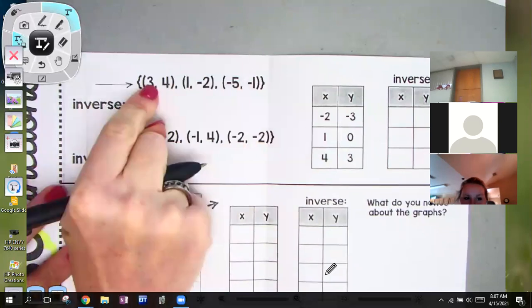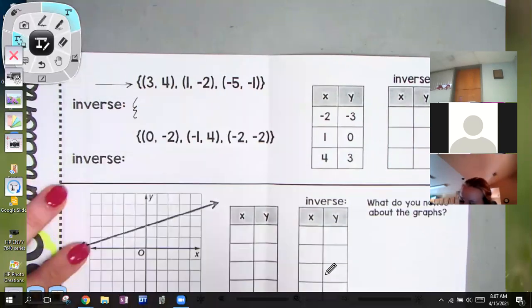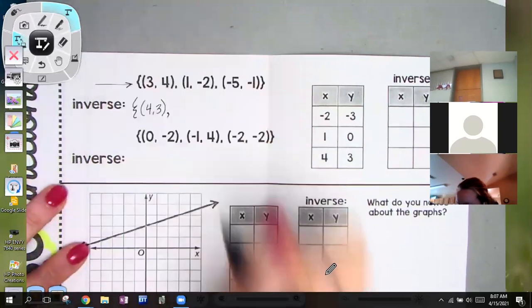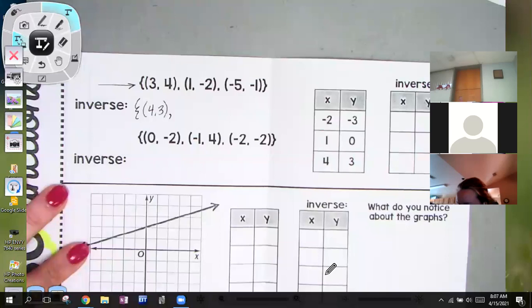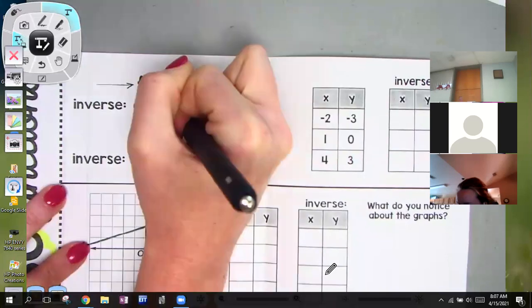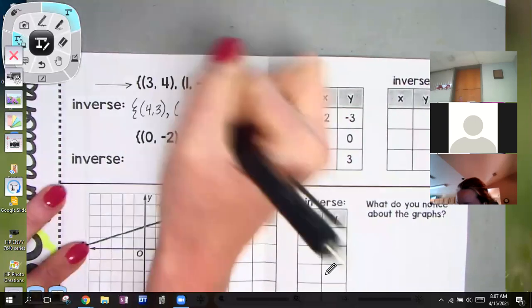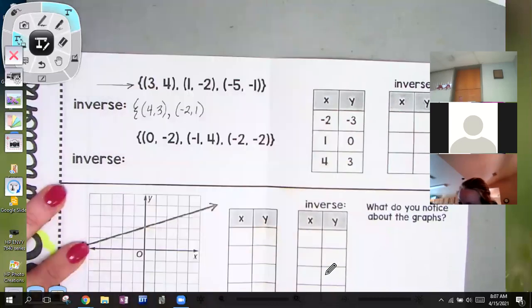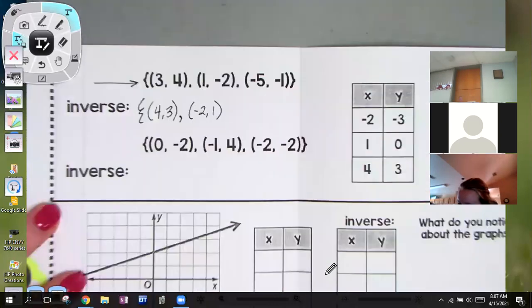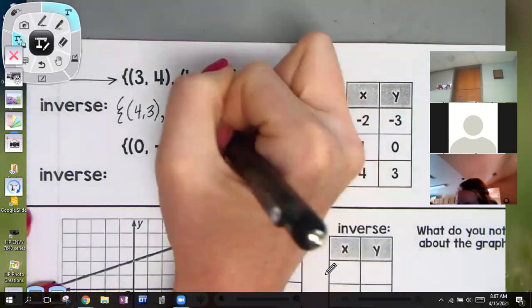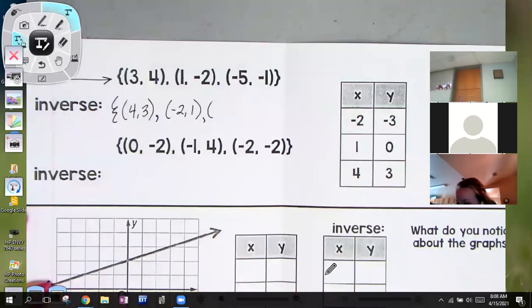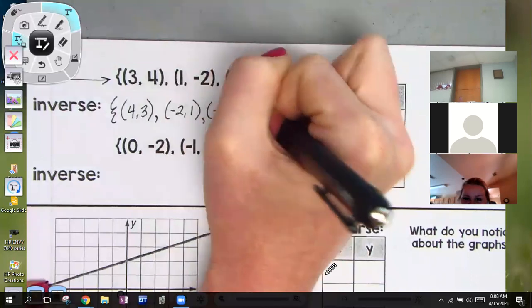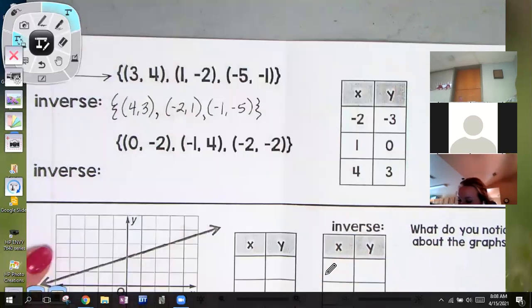If my original coordinate was 3, 4, what would its inverse be? 4, 3. I draw it backwards to the bracket. All right, perfect. If my original coordinate was 1, -2, my inverse coordinate would be -2, 1. Yes, switch all of them. And if my original coordinate was -5, -1, my inverse would be -1, -5.